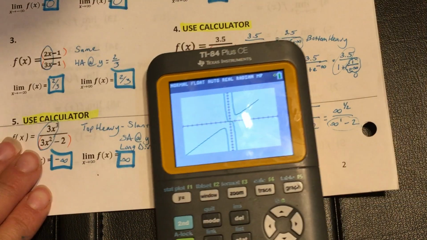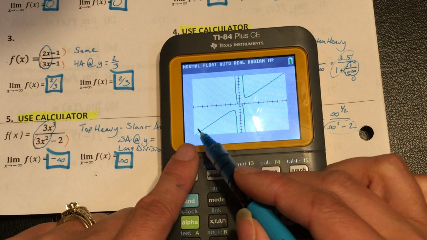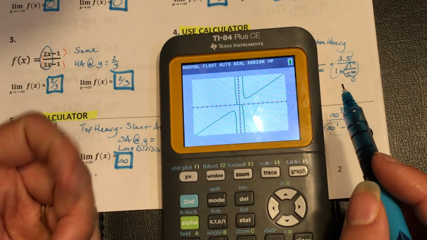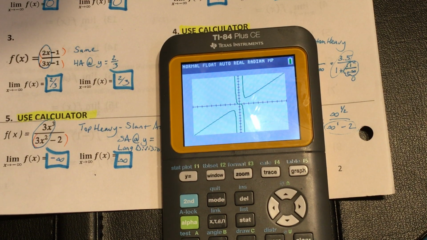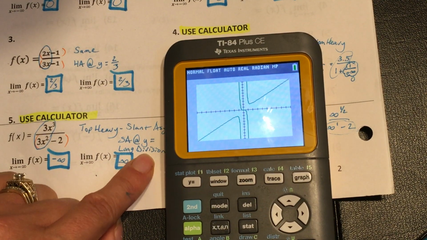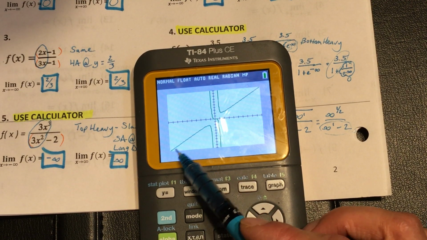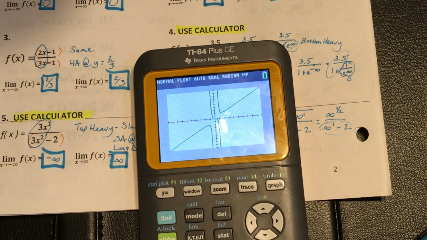So when I type that equation in on my calculator and we look at it, what we can tell is that we have a slant asymptote going up and to the right. So our slant asymptote has a positive slope, and that's really all we need to know. So yeah, we could find the full-on equation for that, but in the context of end behavior, we really only need to see if it has a positive slope or a negative slope.